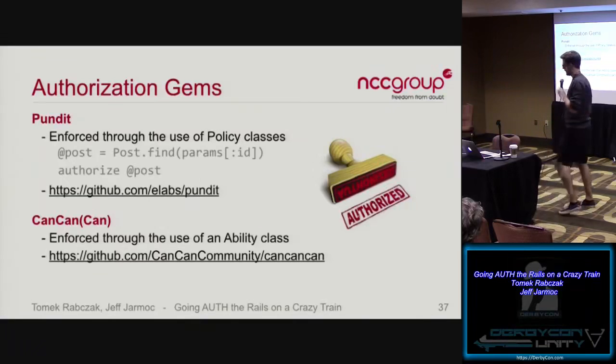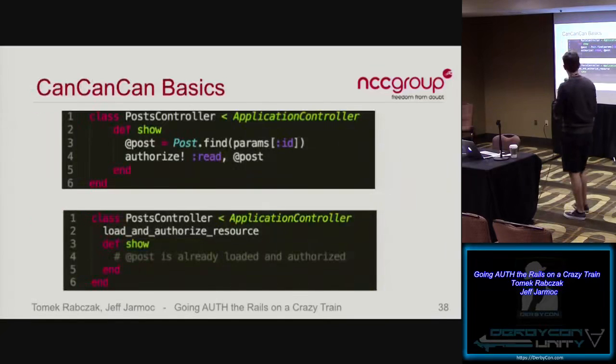So with Pundit, you're going to see something like this where you look up a post object and then you call authorize on that. And so that's going to be an actual method call within the controller action itself. CanCan works in a very similar way, but you specify the actual ability as you call the authorize method. And it provides some helper methods as well, like load and authorize resource, which is smart enough to know that, hey, you're probably looking for a post object, so I'm going to load that by the ID param, look that up, and authorize the user.